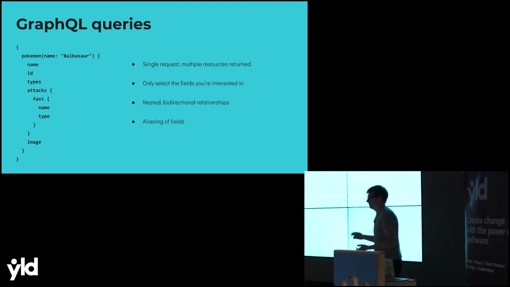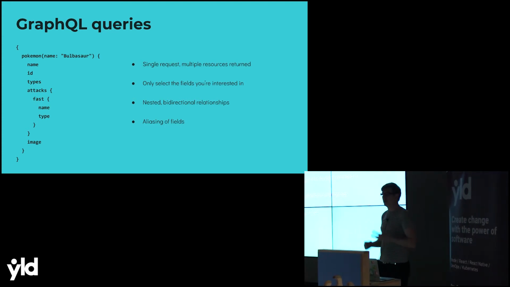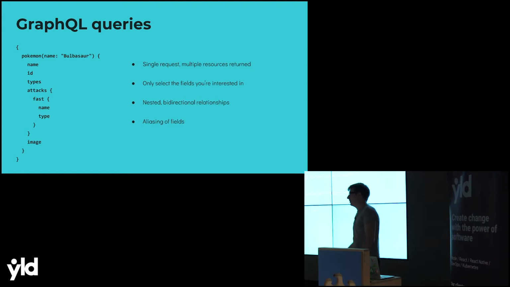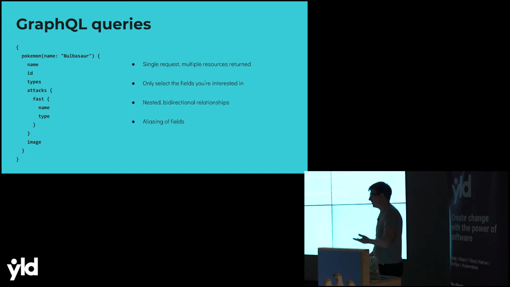That means you can not overfetch and not underfetch, and it means client developers can iterate really nicely and try new things. The data stays the same, the graph stays the same, but you can try new features, you can try new ways of getting data, you can play around with it a little bit more. So much more rapid incremental development.